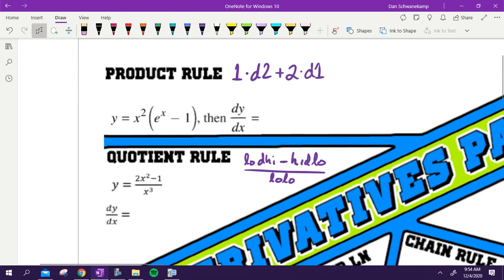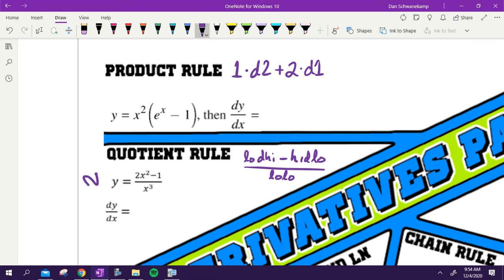You know you need product rule or quotient rule if you see two variables. If you've got two x's or you've got two y's, that is when you need product or quotient rule. Keep that in mind. If you don't see two x's, then you don't need those two. Do the product rule and the quotient rule of those two problems. Go.